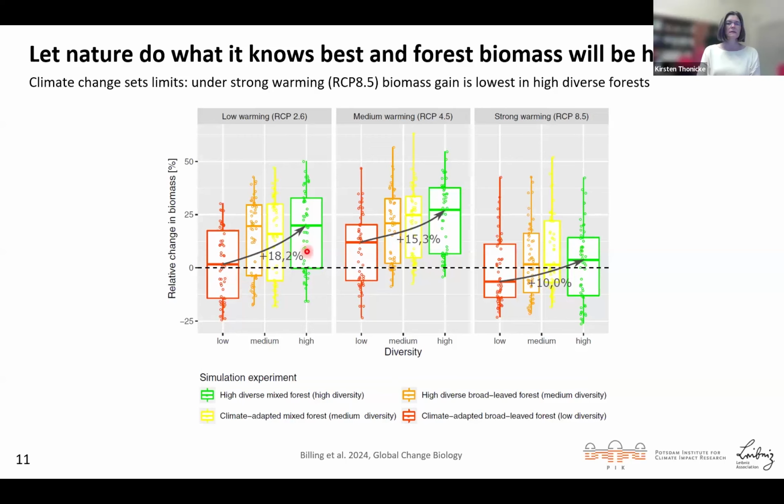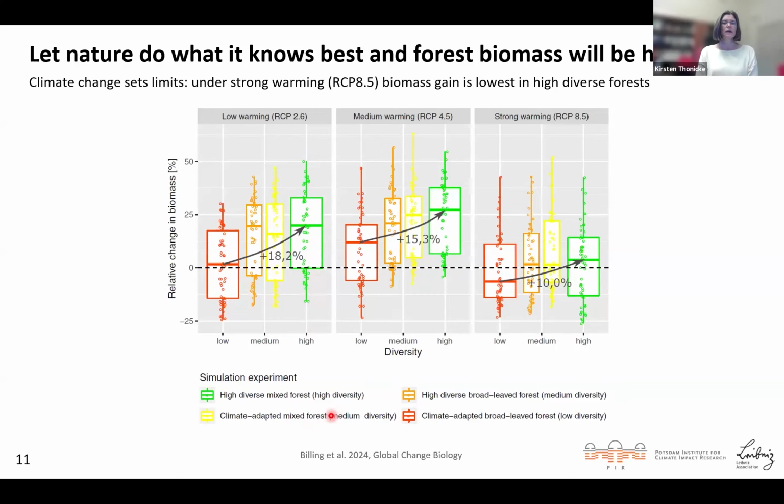The winner is the green box plot, and this is the high diverse mixed forest or the high diversity experiment. So under high diversity and RCP 2.6, we have an increase of biomass of 18.2% in comparison to the climate adapted forest that only has broad-leaved trees. Each point here is a representation of forest patches simulated across all sites that you saw on the previous map.